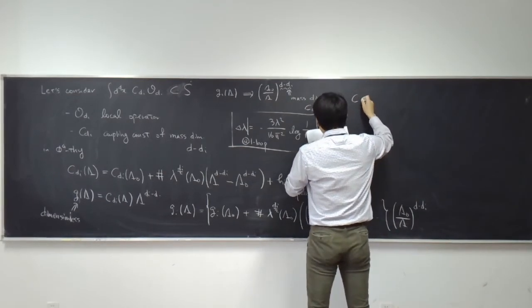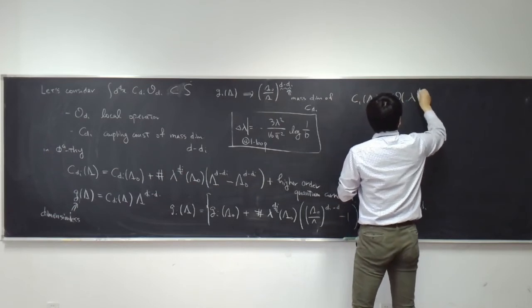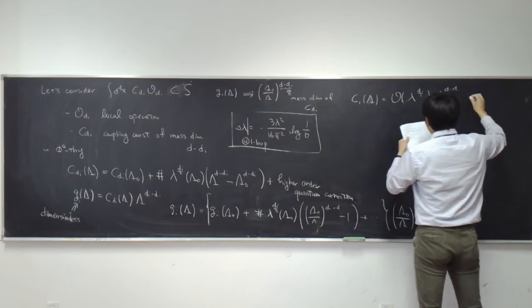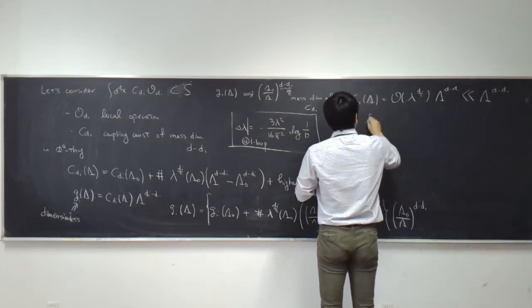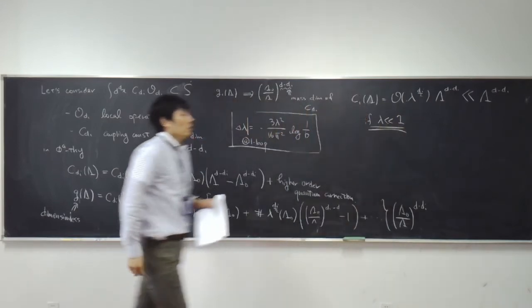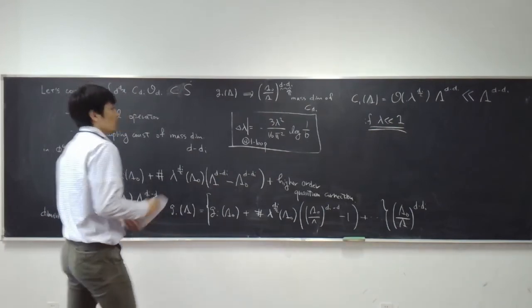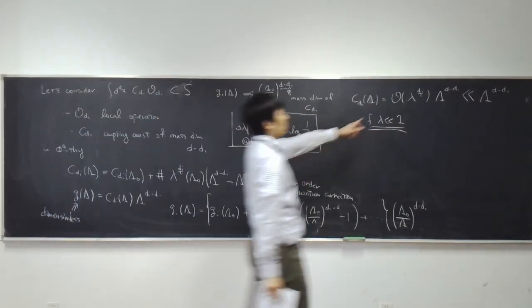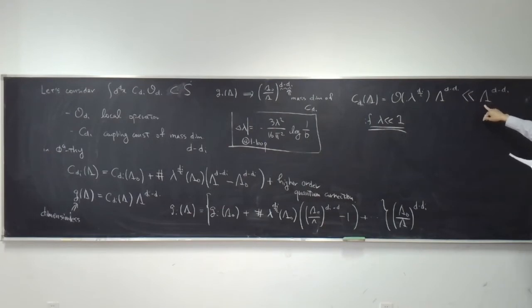So CI of lambda can be understood as order lambda to the di over 2, and then lambda d minus di, which is much, much less than lambda d minus di. If lambda is less than 1, if the coupling constant small lambda is very small, this CDI here depends on order lambda to the DI times capital lambda to the D minus DI, which is much less than 1.